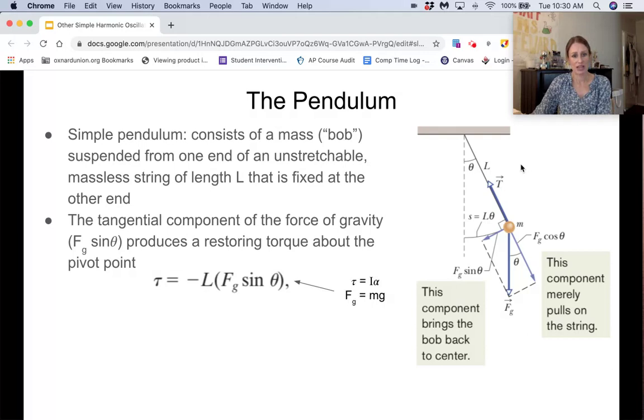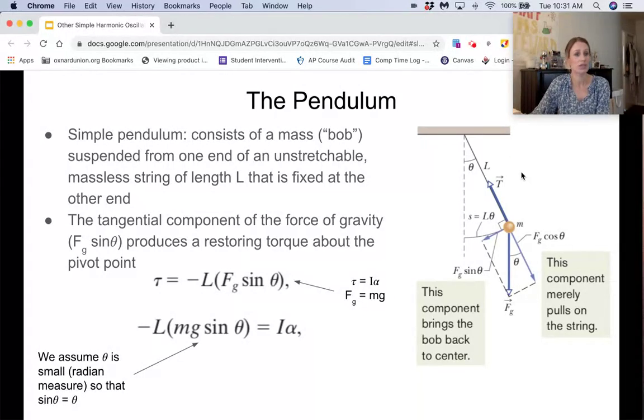Now, what we can do here for this equation is we know that torque is equal to rotational inertia times alpha, our angular acceleration, so I alpha. And then also we know that force of gravity is equal to mass times acceleration of gravity. So plugging those things in, we get negative L times mg sine theta equals our torque, which is I times alpha. And then what we do here is this sine theta, we call this the small angle approximation.